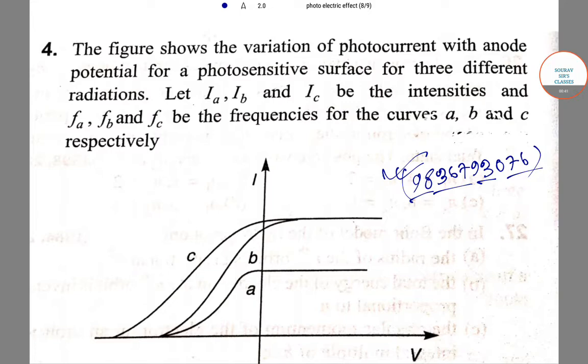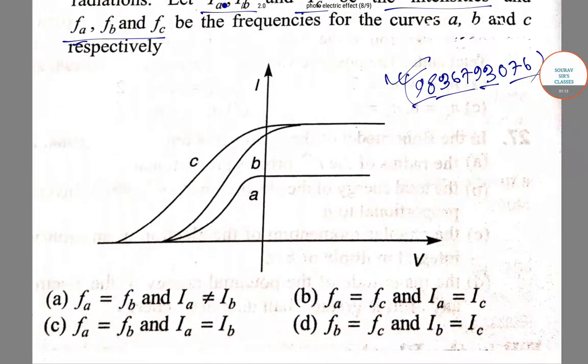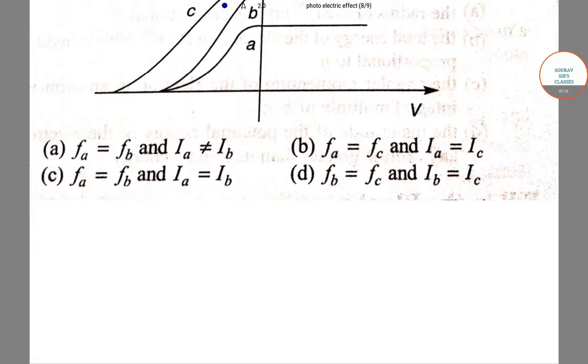The figure shows the variation of photoelectric current with anode potential for a photosensitive surface for three different radiations. For the curves A, B, C, FA, FB, FC are the frequencies and IA, IB, IC are the intensities. So saturation current is proportional to the intensity, while stopping potential increases.